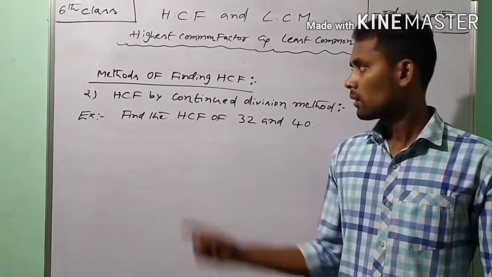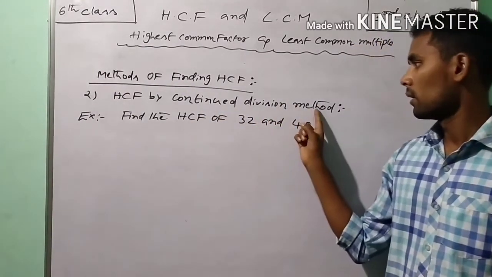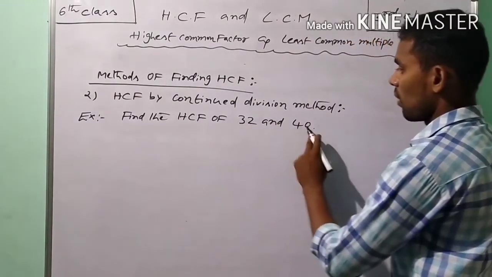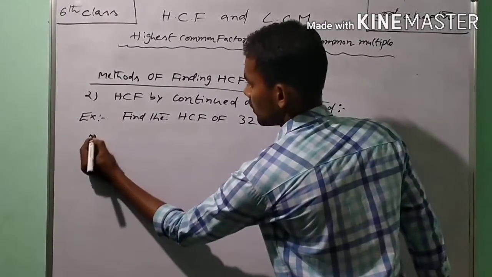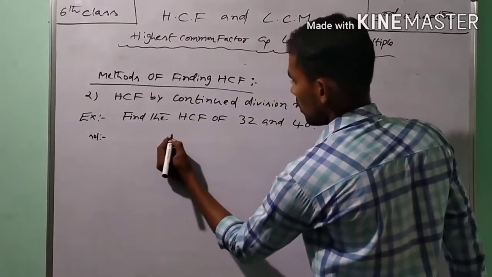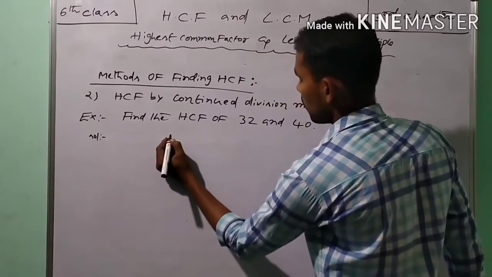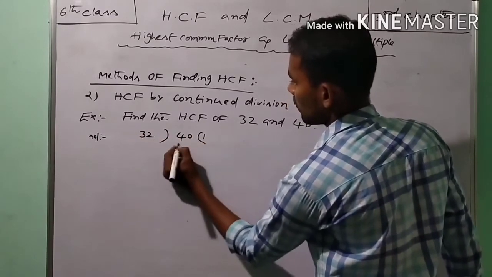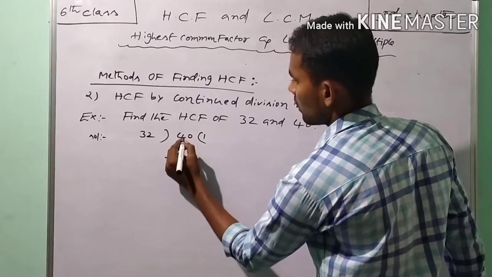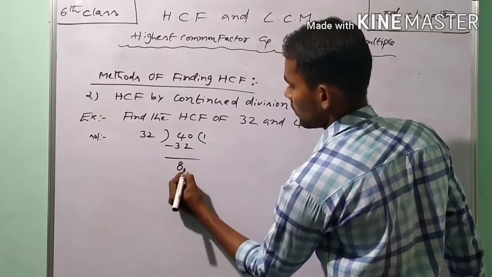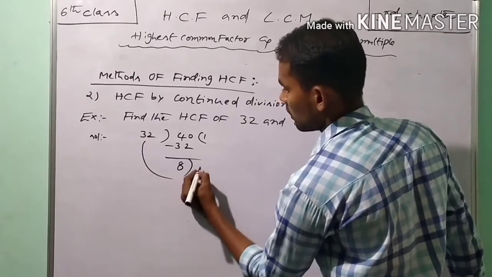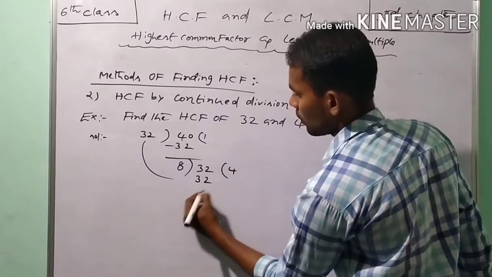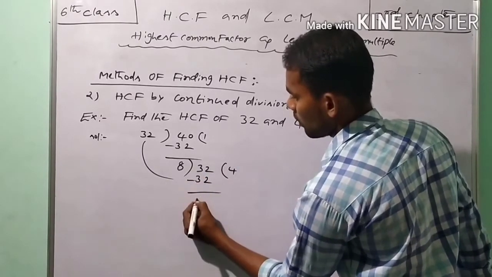Second method is continued division method. For example, find the HCF of 32 and 40. Solution: divide the larger number by the smaller number. 32 once is 32. 40 minus 32 equals 8. 8 fours are 32. 32 minus 32 equals 0.